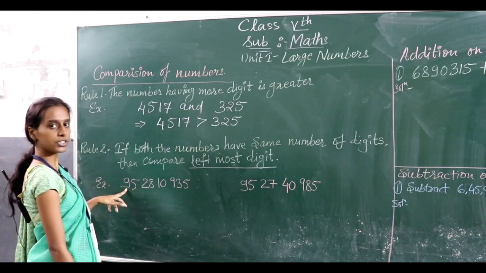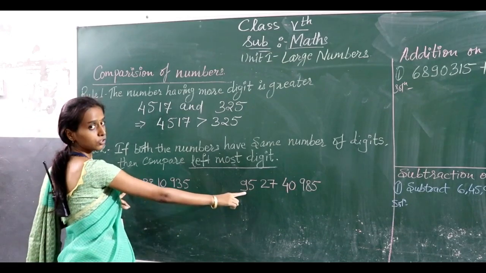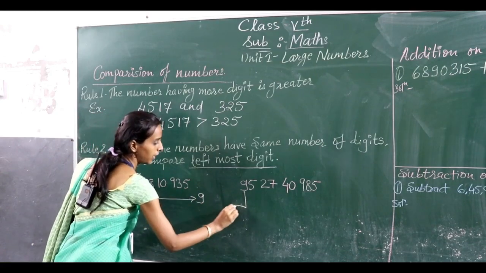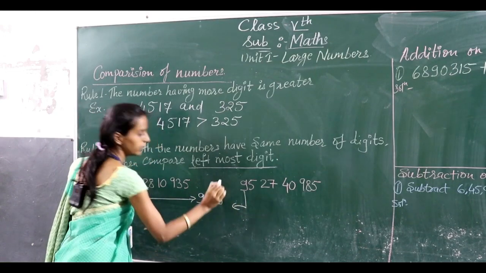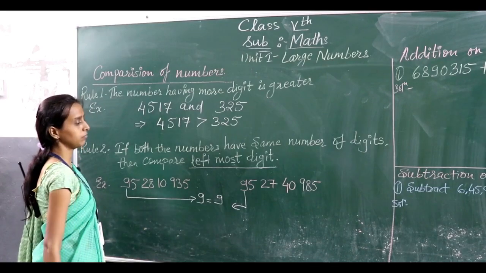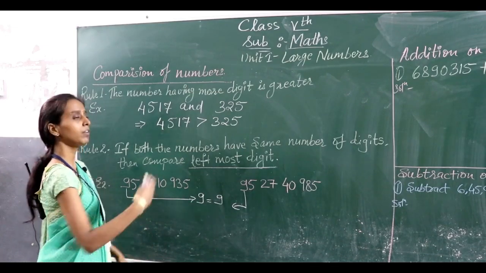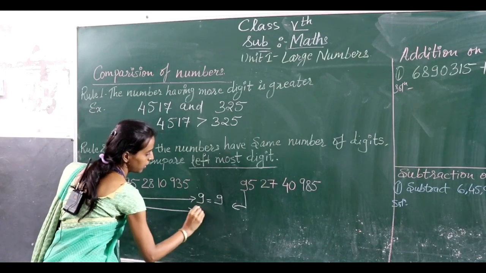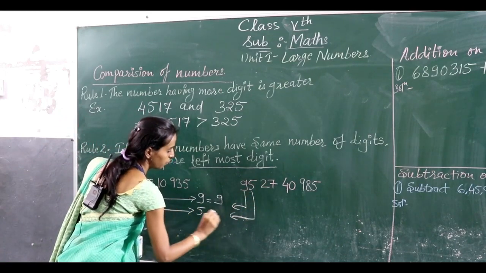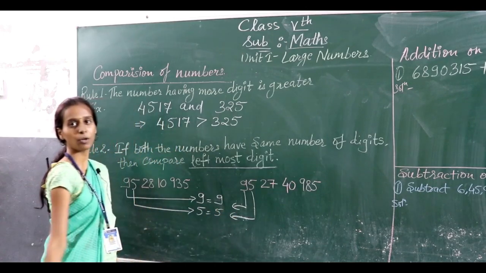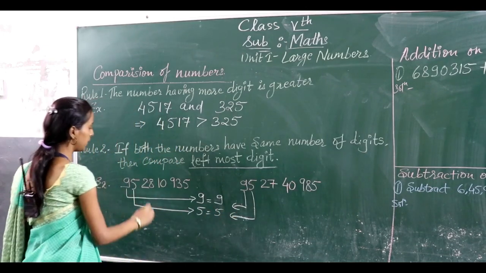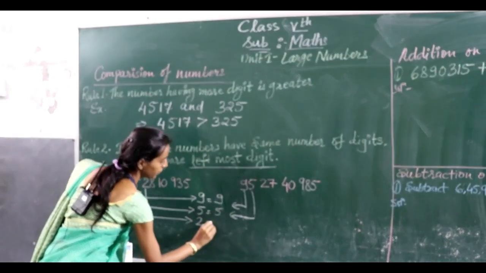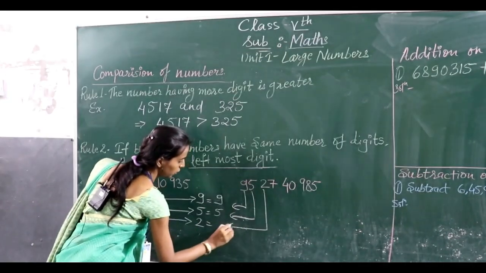So what is the leftmost digit here? 9, and here it is also 9. So if we compare, we get 9 equals 9. Okay, so both are same, we cannot conclude which is greater. We will move to the next digit. What is the next digit? 5. Here what is the next digit? 5. That is also a problem. Now what we do? We move to the next digit. 2. Here it is 2. Here it is again 2.